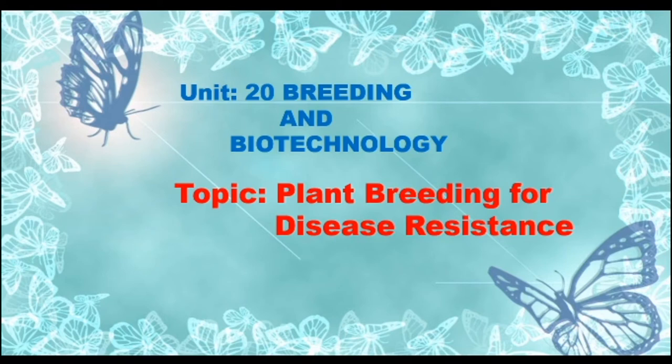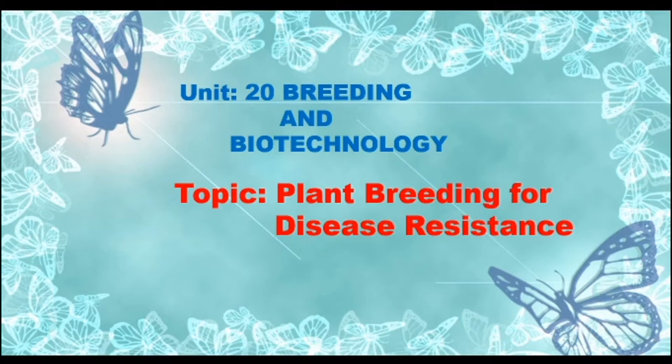Good morning, students. So, unit number 20, breeding and biotechnology. Through these lessons, in the previous class we studied producing more yield and new varieties to face the demand for food for the population, because the population is increasing every day. So it is necessary to provide food for the population. That's what we studied last class.